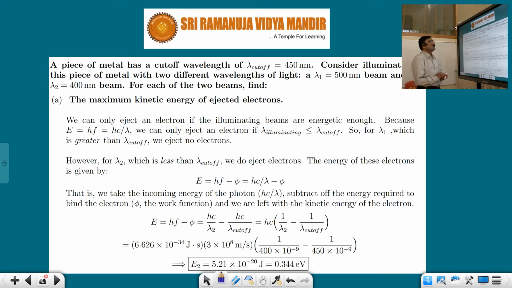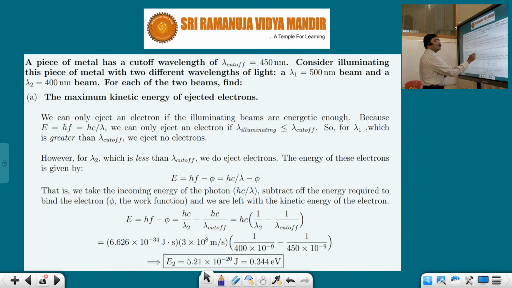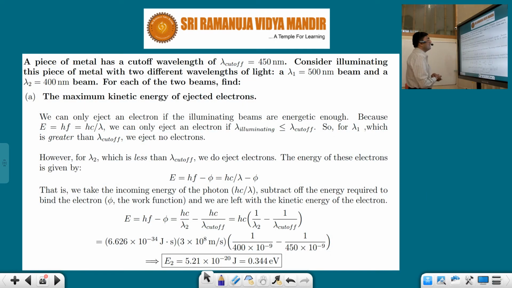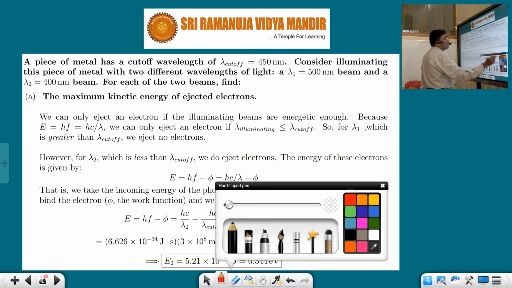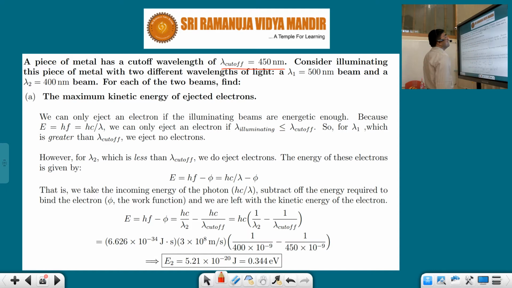Now let us see another question. A piece of metal has a cutoff wavelength. Cutoff wavelength means stopping potential, again something associated with stopping potential. Cutoff wavelength 450 nanometers. Consider illuminating this piece of metal with two different wavelengths lambda 1 and lambda 2. For each of the two beams, find the maximum kinetic energy.